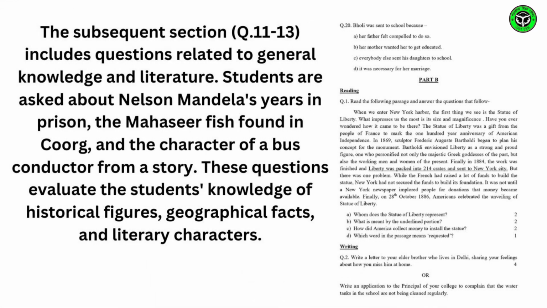The subsequent section, questions 11 to 13, includes questions related to general knowledge and literature. Students are asked about Nelson Mandela's years in prison, the mahseer fish found in Coorg, and the character of a bus conductor from a story. These questions evaluate the students' knowledge of historical figures, geographical facts, and literary characters.